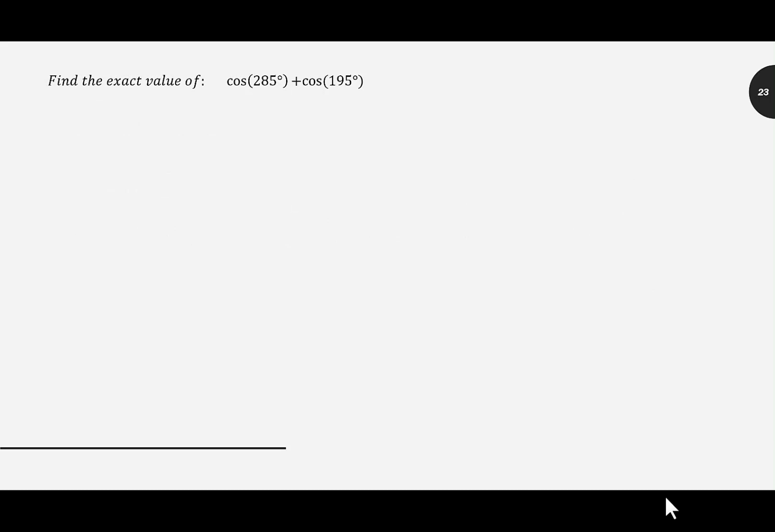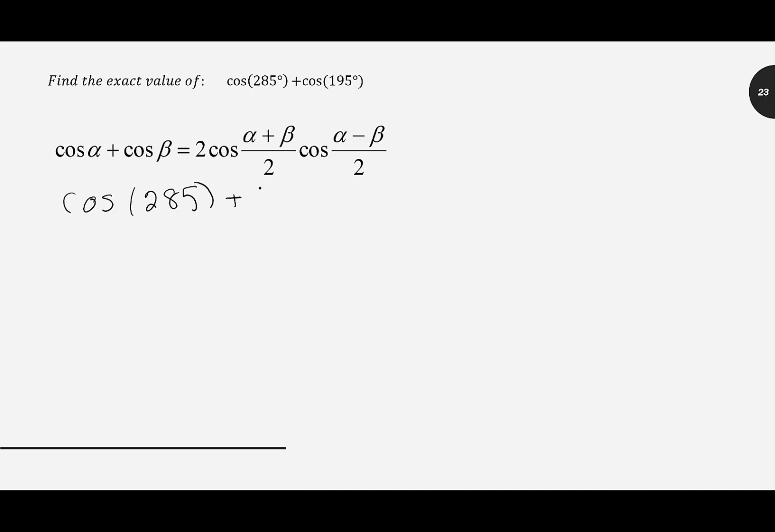As a last example, let's find the cosine of 285 plus the cosine of 195. Because we're finding the exact values, we can't just grab our calculator to do this problem. What we're going to do instead is bring in our formula for the cosine of alpha plus the cosine of beta. In this case, alpha is 285 and beta is 195. This will be 2 times the cosine of 285 plus 195, which gives us 480. This will be over 2.